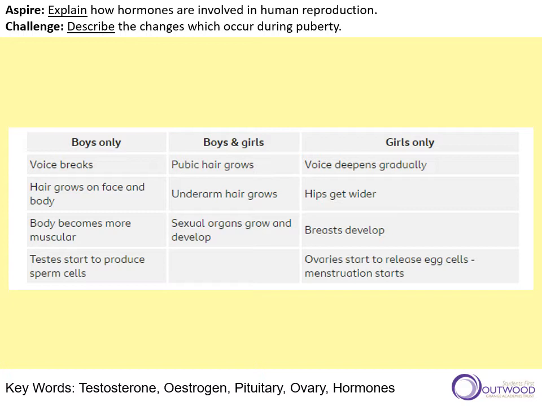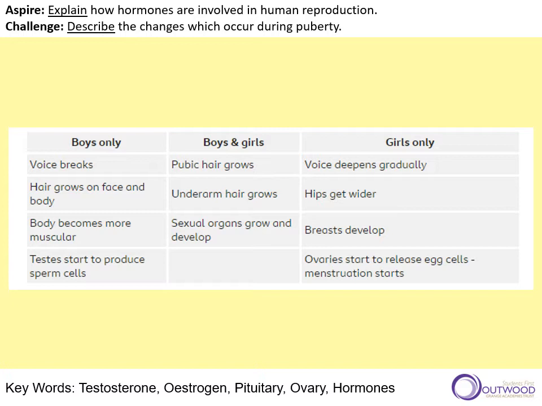Again, this happens at different rates. It doesn't have to happen when you're 11, but it could happen when you're 13, or it could happen when you're 18. Everyone's very different, but hair starts to grow on face and body. The body becomes more muscular. So what you start seeing are more defined muscles that start growing, and also the testes start to produce sperm cells. Okay, so that's what happens with boys only.